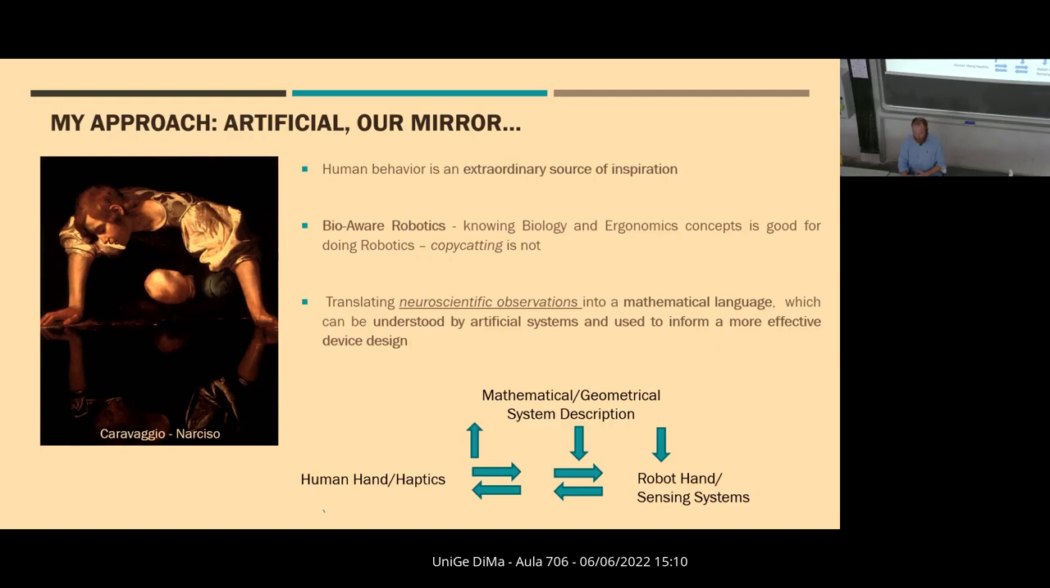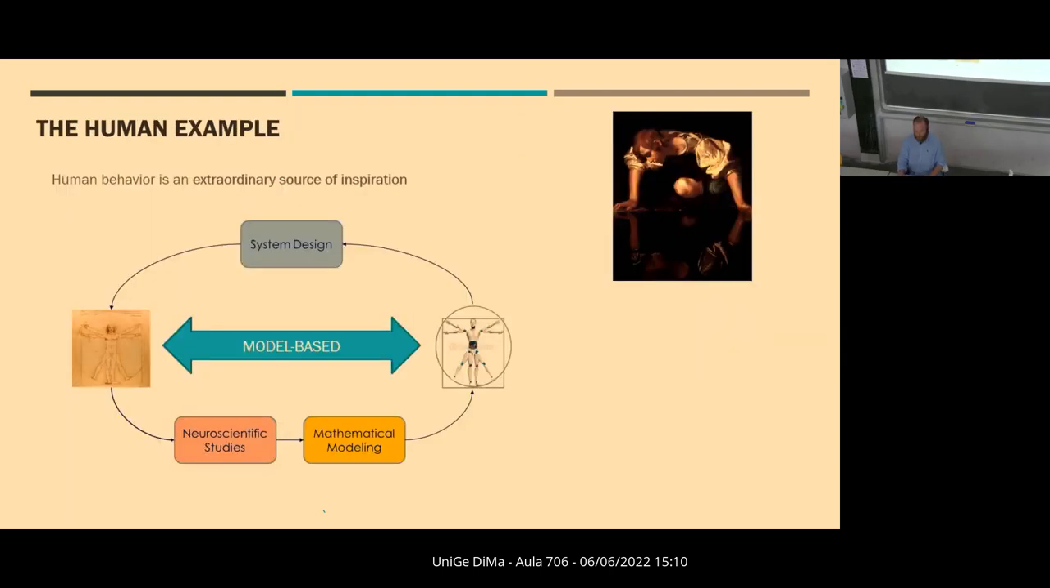So this is my approach in brief. So of course, human behavior is a great source of inspiration. And what we can do is try to look at nature and neuroscientific observations and translate this observation into a language that can be implemented in an artificial body and understood by an artificial body. And this is the picture of my approach. So moving from neuroscience through mathematical modeling and then back to humans through system design.